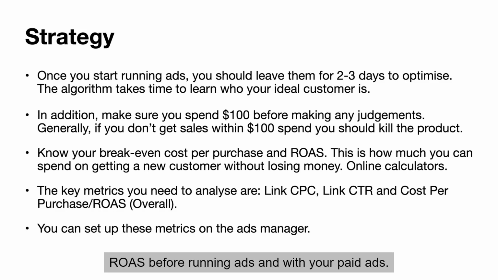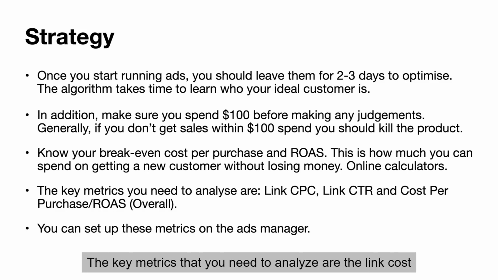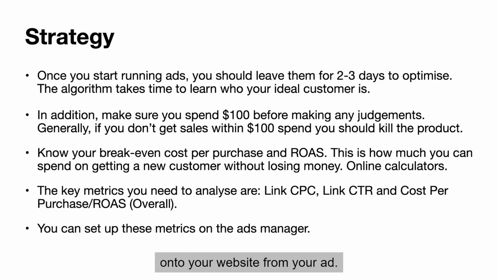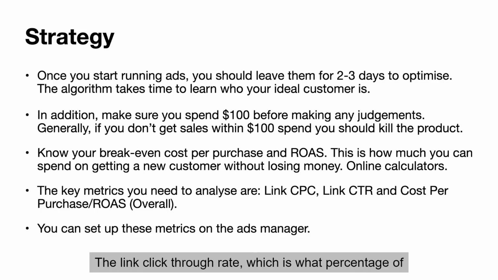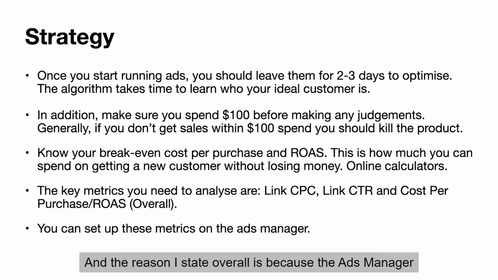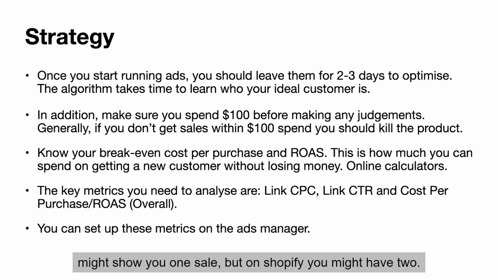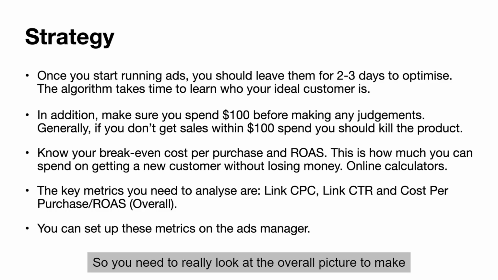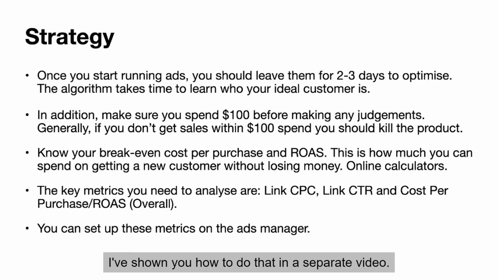And with your paid ads, the key metrics that you need to analyze are the link cost per click, which is how much it costs to get one person onto your website from your ad, the link click-through rate, which is what percentage of people click through to your website after seeing the ad, and the cost per purchase and ROAS overall. And the reason I say overall is because the ads manager might show you one sale, but on Shopify, you might have two. So you need to really look at the overall picture to make the judgments. As for all of these metrics, you can set everything up on the ads manager. I've shown you how to do that in a separate video.